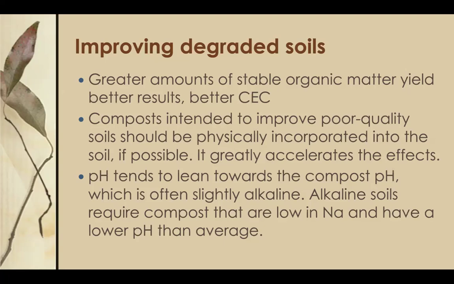A note on pH is that a lot of composts tend to be slightly alkaline. And so if you have an alkaline soil already, then you're going to want to try to find a compost that is actually more acidic and has low sodium in it, so that as the pH tends to lean towards the compost, you're getting more of a neutral ground there.